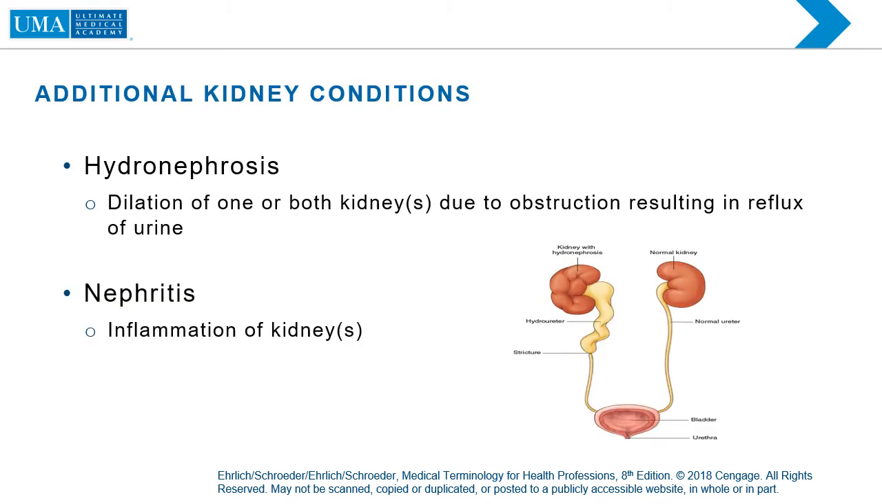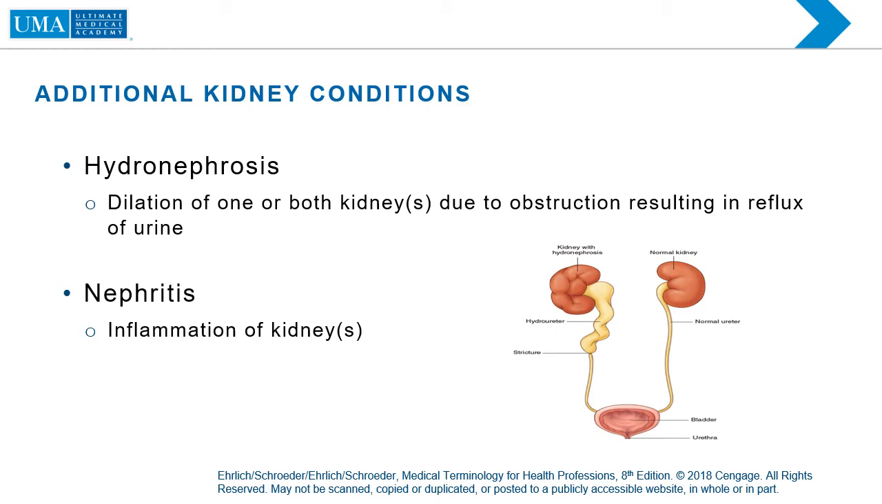Starting with some other kidney conditions, we have hydronephrosis, and this would be the dilation, or you can say the swelling, of one or both kidneys. When we begin to break this term down, hydro meaning water, nephr, the nephro, meaning kidney, and then osis would mean abnormal condition or abnormal disease. Putting all those word parts together, we have the term hydronephrosis.